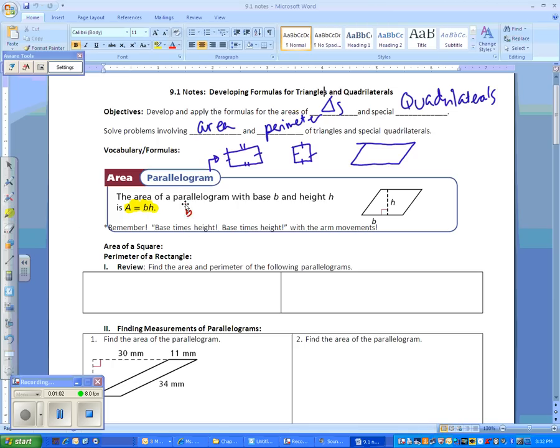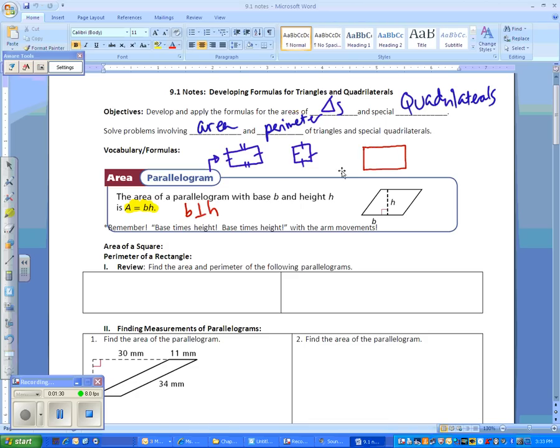If you need me to do that annoying song and dance, I will do it for you, no problem. But it's base times height and base times height. Okay? And the reason why, remember my 7th grade teacher, she took a parallelogram. I'm sorry, actually, I take that back. She took a rectangle. And we know that a rectangle is base times height. We've been doing that since you guys were super little. We know that the formula to find the area of a rectangle is just base times height.